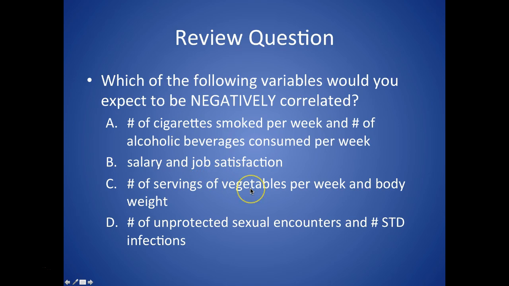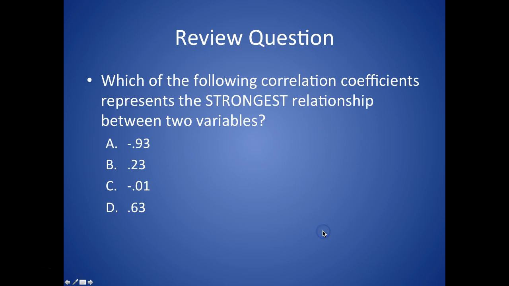Number of servings of vegetables and body weight, that would be a negative correlation. The more vegetables you eat, probably you keep a good weight. So the answer there is C. A number of unprotected sexual encounters and STD infections, there's a positive correlation there. More than 6 or 8 partners, you begin to get a positive correlation between that and STD infections.